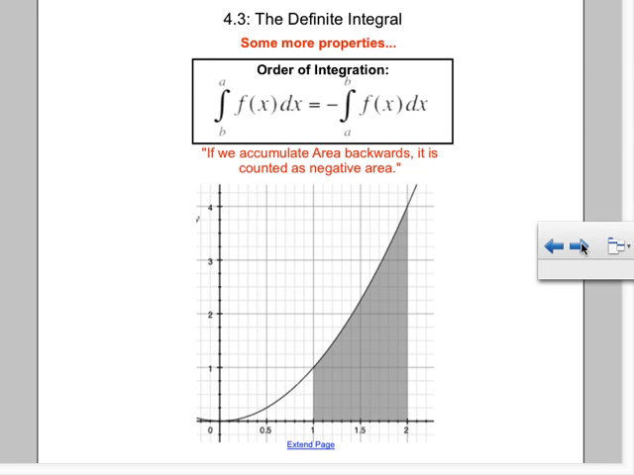If we have positive area, but instead of going from 1 to 2, we go backwards and count it from 2 back to 1, it's counted as negative area, because it's like we're de-accumulating area from it. We're subtracting.